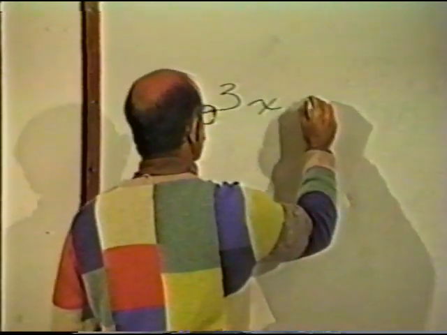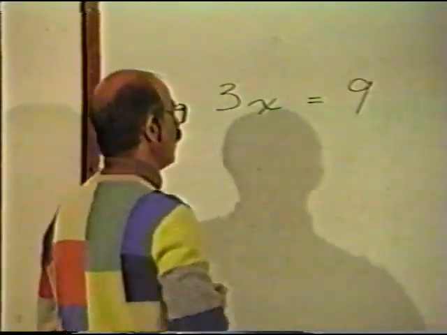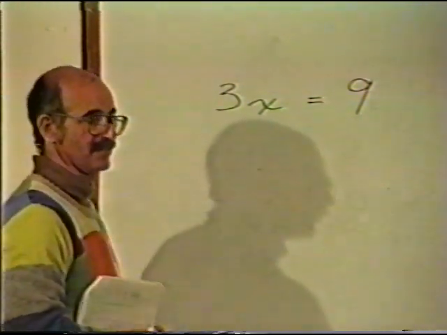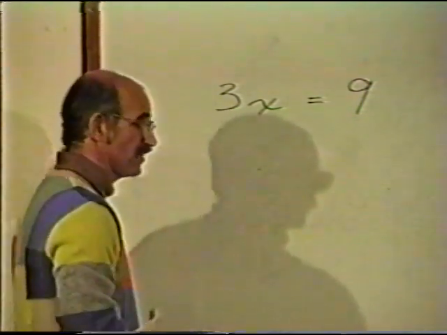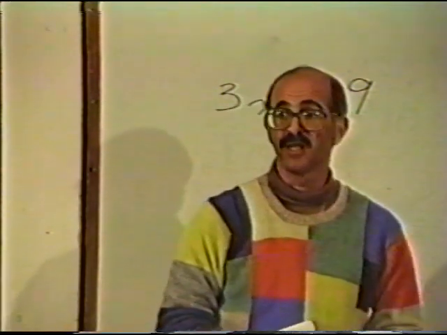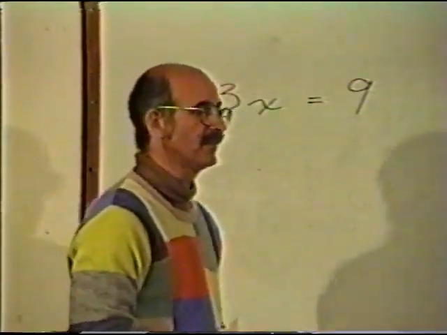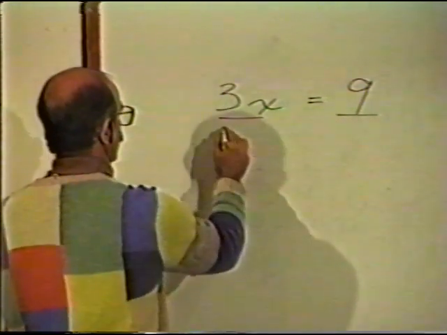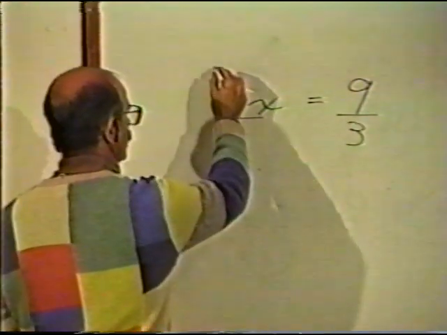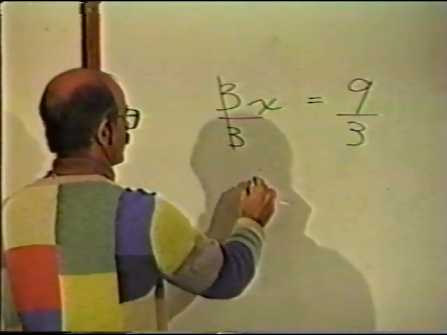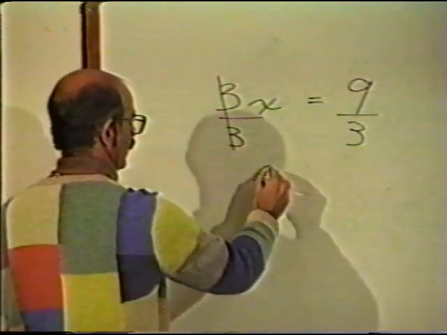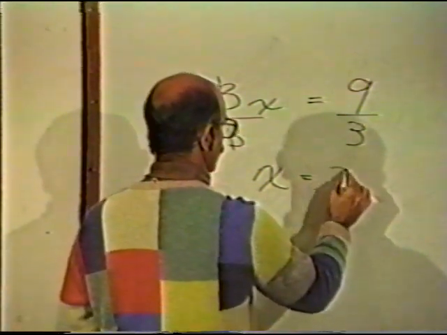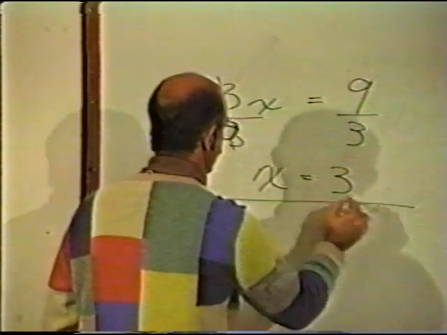3x equals 9. What is the operation going on between the 3 and the x? Multiplication. So what operation do we use to solve the equation? Division. We divide both sides by what number? 3. These 3's cancel away and leave us on this side with just plain x. And on this side, 9 divided by 3 is? 3. Let's do the check.